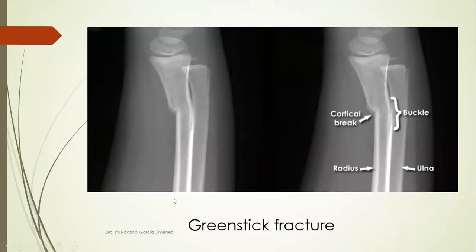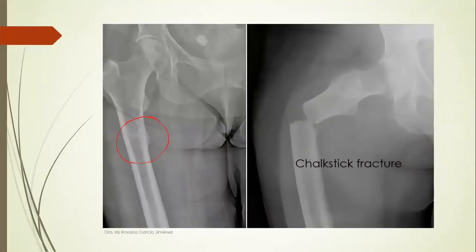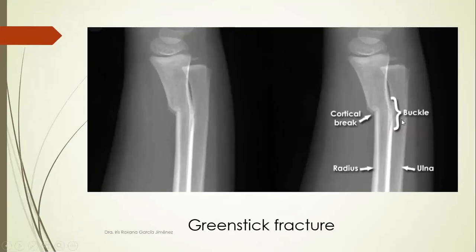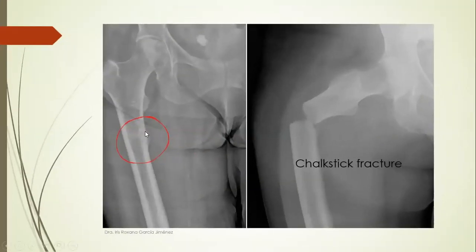Some X-rays, the greenstick fracture, when we have the description, how the parts are moving. We have the cortical break, the buckle, and the radius and ulna, of course. The greenstick, very typical fracture, I think, very common. We have the chalkstick fracture, very common in elderlies. And you can see, again, this amount in volume, the buckle, is repeated here, the buckle again. And you see a line here. This is the chalkstick.